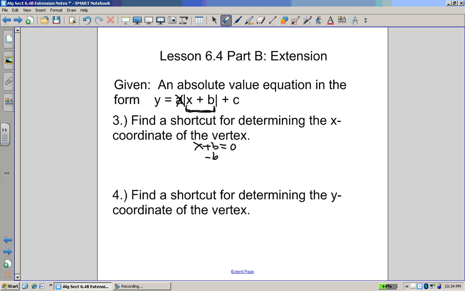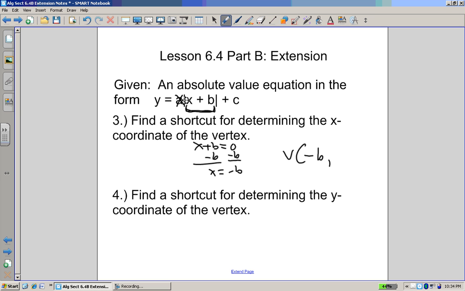So you would naturally subtract or add the opposite of b, and x equals the opposite of b. So that's going to be the x-coordinate of my vertex, always. Whatever b is, the vertex x-coordinate is going to be the opposite of b.